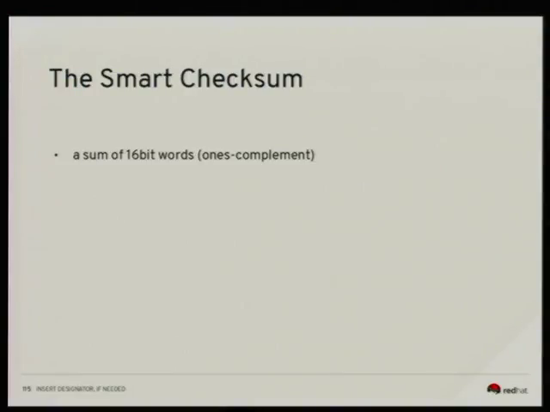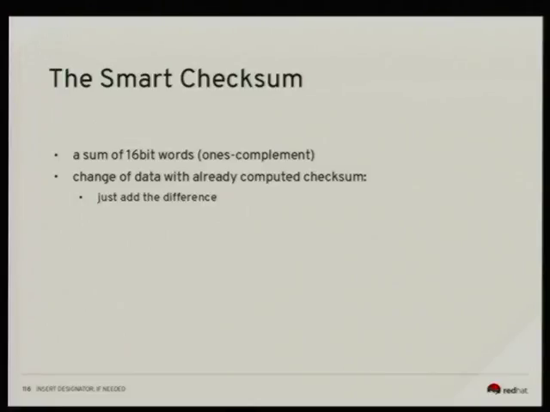First, we need to be a bit smarter about checksums. The checksums in IP and TCP are really simple. It's just a sum of words. All 16-bit words are summed together. OK, it wants complement arithmetic, but whatever. They are just added together. This means that if we change some byte somewhere in the packet, we don't have to recalculate the checksum for the whole packet. We just add the difference to the checksum that was already calculated, and we're done. This will be important later.